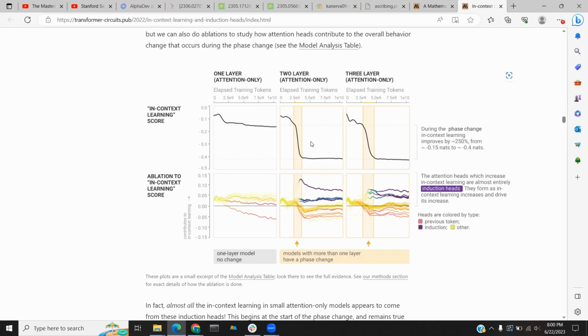All right, so I think we'll pause here in terms of the formal presentation and the walk through the Anthropic stuff.